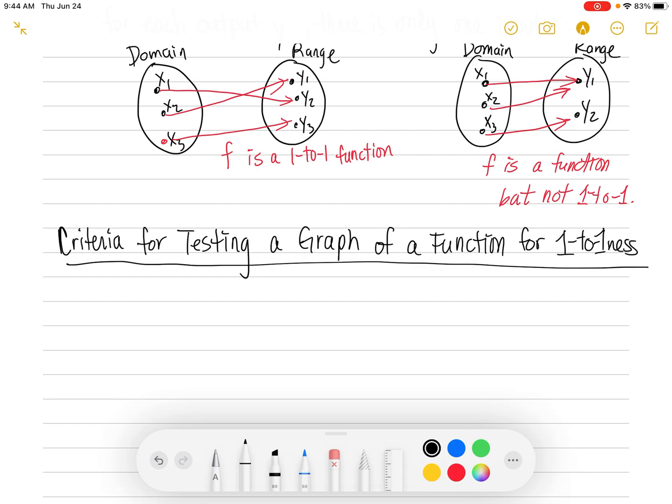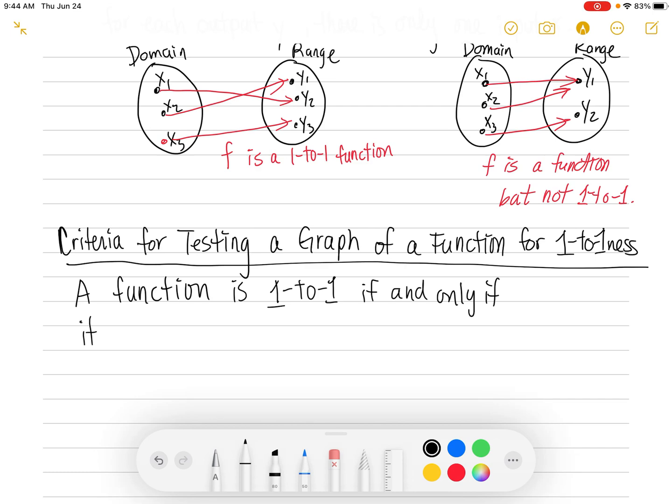In other words, when is a function one-to-one? So first of all, it has to be a function, has to pass the vertical line test. But it's going to be a one-to-one function precisely when it also passes what's called the horizontal line test, which I will state.